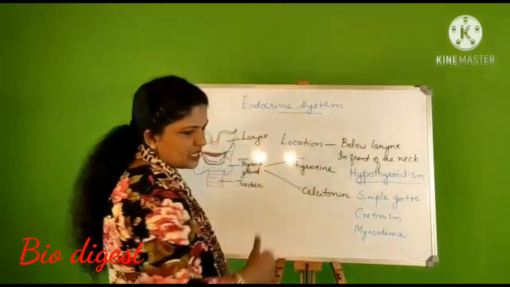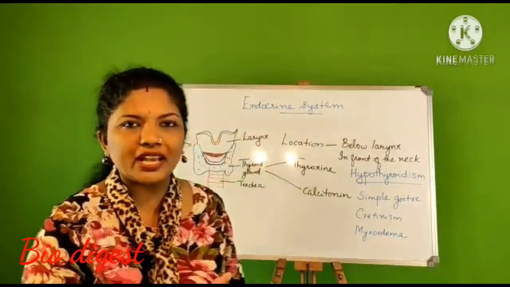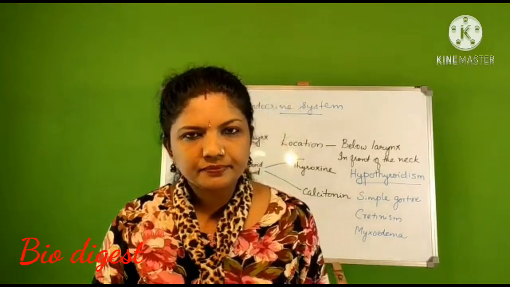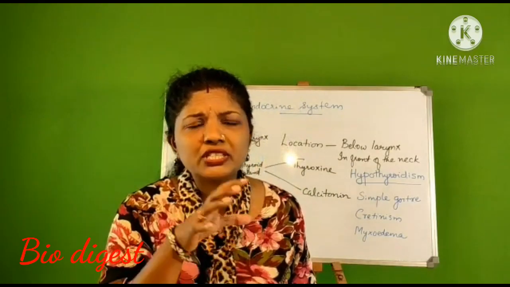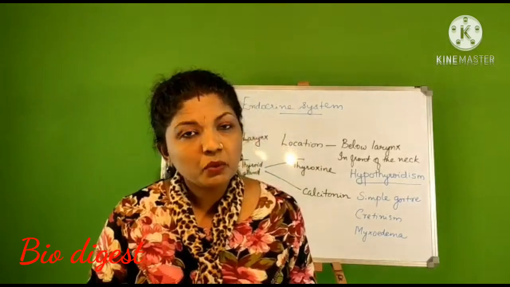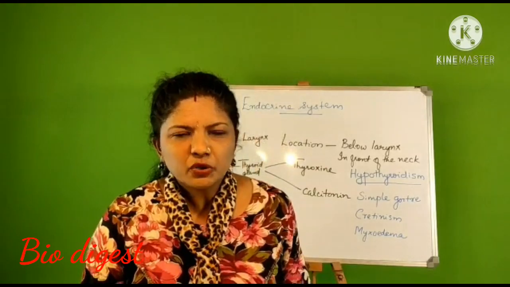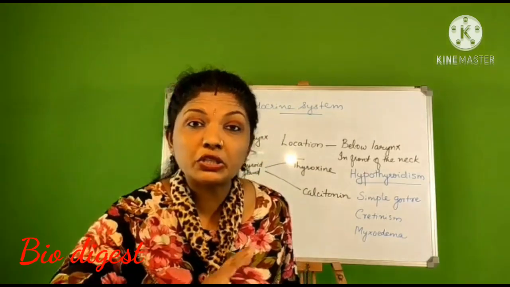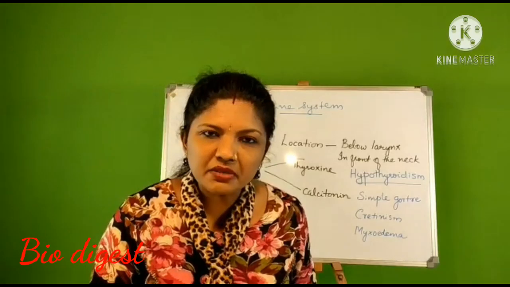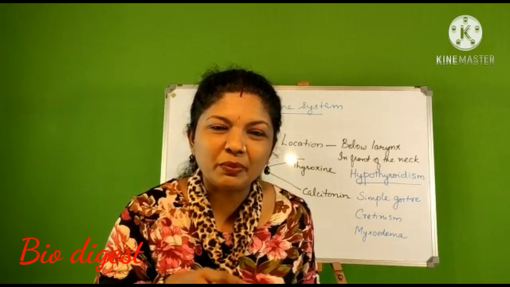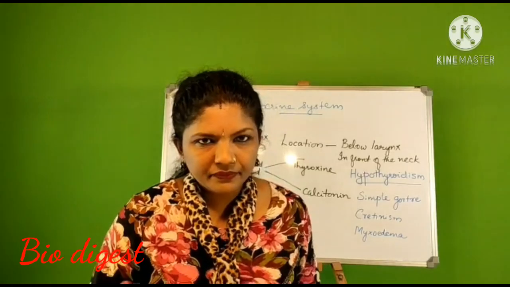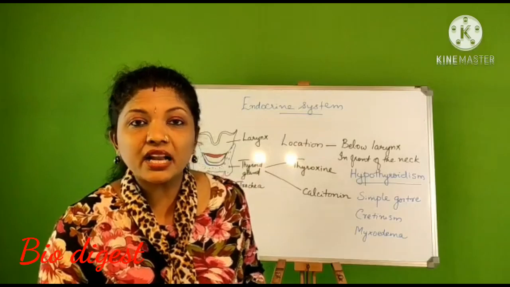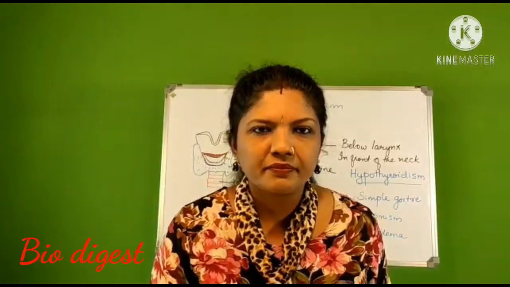Now, cretinism, another hypothyroidism effect. This is actually affecting children. So the children will become dwarf. What is the meaning of dwarfism? Dwarfism means the children will be too short. They will not grow. At the same time, those children will be mentally retarded. That is what is known as cretinism. That is another hypothyroid effect.